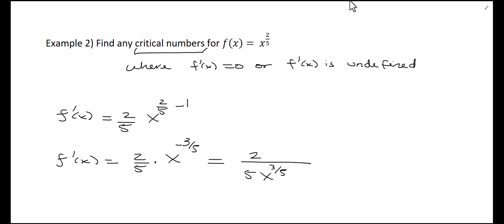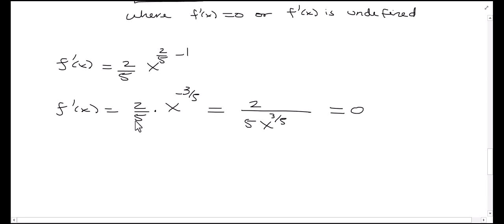And so normally you set the derivative equal to 0 to find any critical numbers, but we have a fraction. And a fraction is 0 when the numerator is 0, but this is never 0, right? So then f prime of x is never 0. So that means that f of x has no horizontal tangent lines.